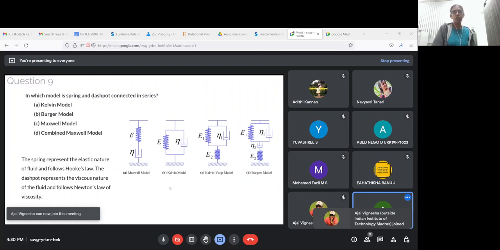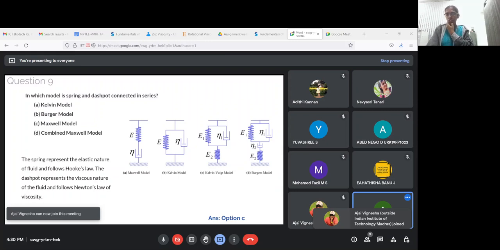So in this case, the Maxwell model is the model that has the spring and the dashpot connected in series. Details of this are very thoroughly given in lecture 9 and lecture 10. So you guys can go through that in case of any other doubts. So option C is the answer to this question. Any doubt so far? No.